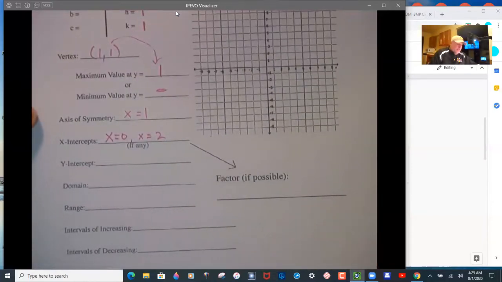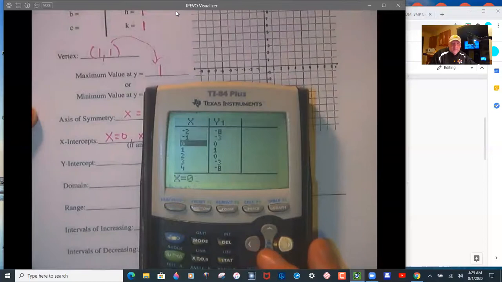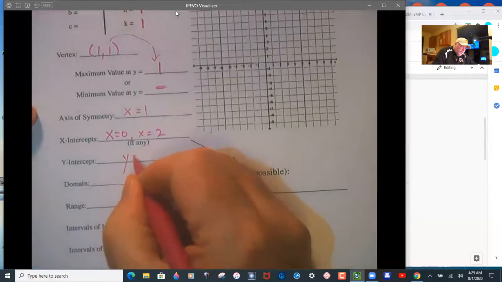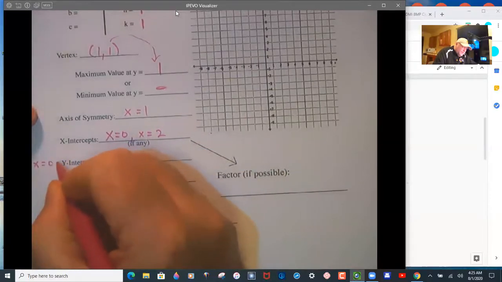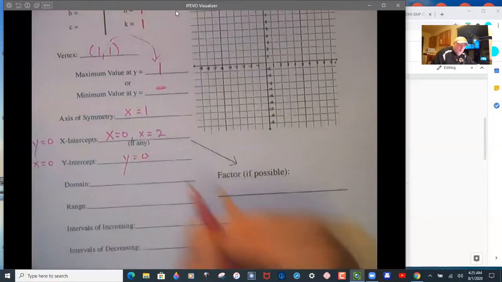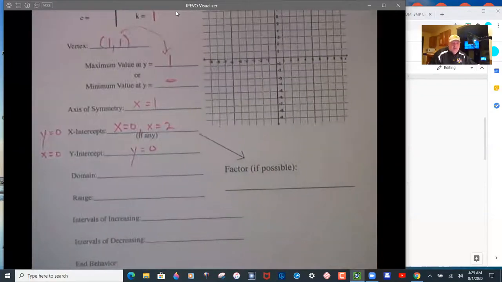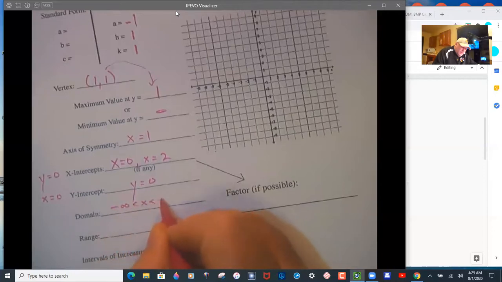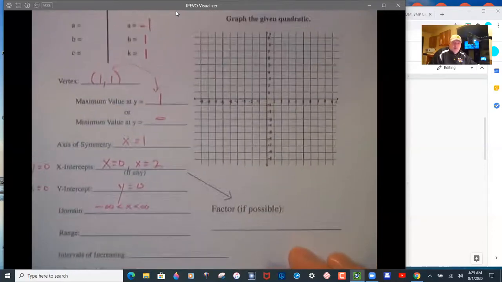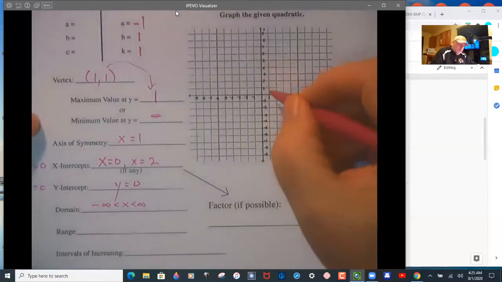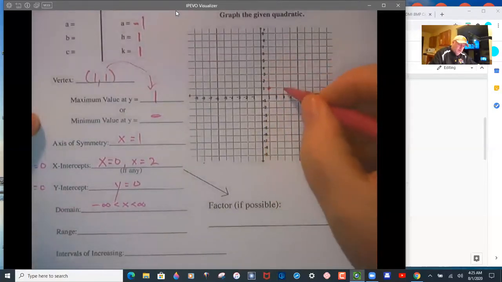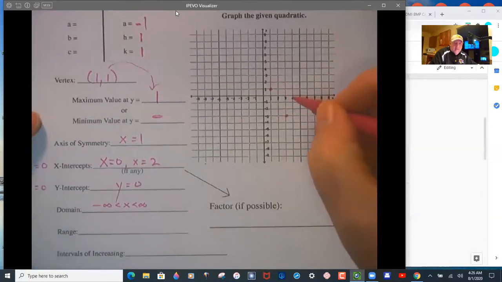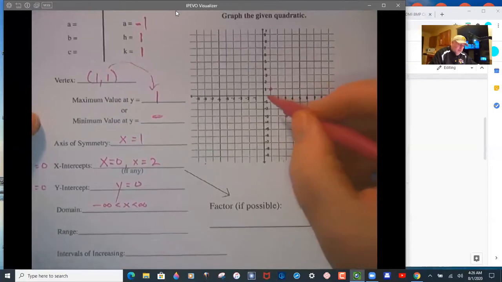Y-intercept. So the y-intercept is when x equals 0. So it also happens to be 0 again. Sometimes that happens. So you can write this down when x equals 0 and when y equals 0 on the table, 100%. And so the domain is the same. Always all reals unless we're dealing with something else. So 1, 1, and then 3, -3, and then -1, -3.